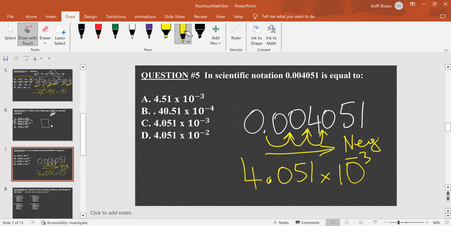When you move the decimal point to the left, the power will be positive. Yeah, that looks strange, but that's the way it works. So you move to the right, the power is negative. You move to the left, the power is positive. So therefore, the correct answer for question number 5 is C, 4.051 multiplied by 10 to the negative 3 power.